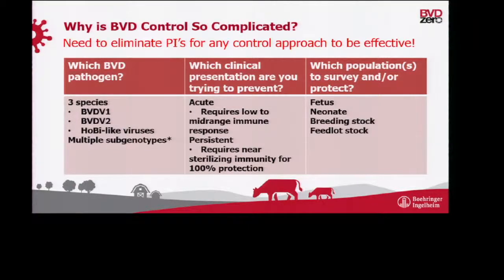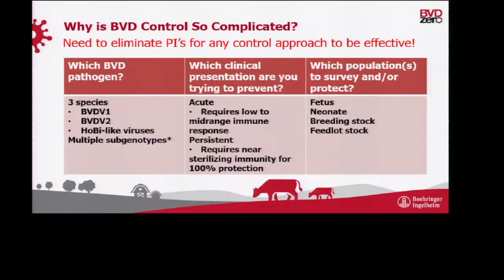So why is BVD control so complicated? Well, once again, we need to eliminate the PIs for any control approach to be effective, and there's no other disease control program that has this problem with the persistent infection. So I'm going to go through this 3 times. First, we're going to talk about detection, and then we're going to talk about control.